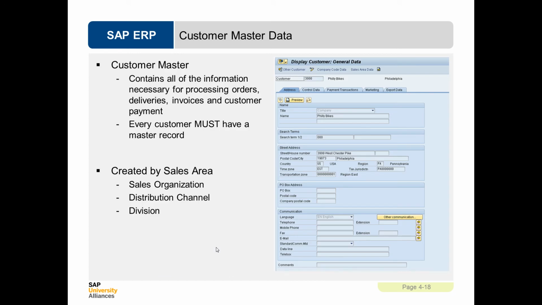Customer master data, as the name implies, contains all the information having to do with a particular customer. In this case, our customer is Philly Bikes. You can see that it's located on Westchester Pike in Philadelphia, and it has other data assigned to it as well, payment transactions, control data, etc. This information is maintained by marketing and enables us to essentially keep track of customers that are repeat customers or even new customers in the organization.